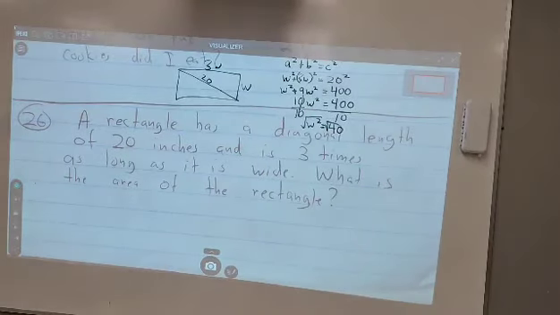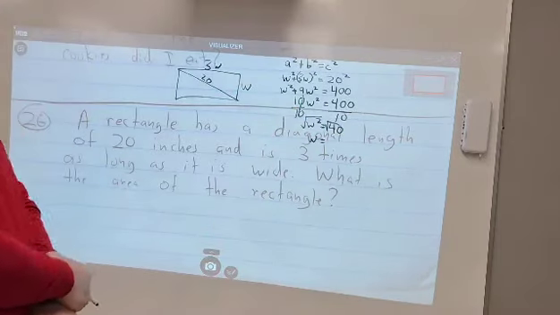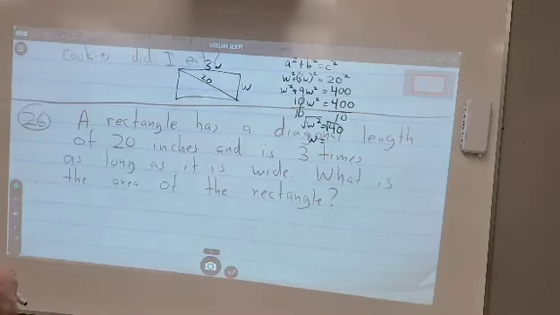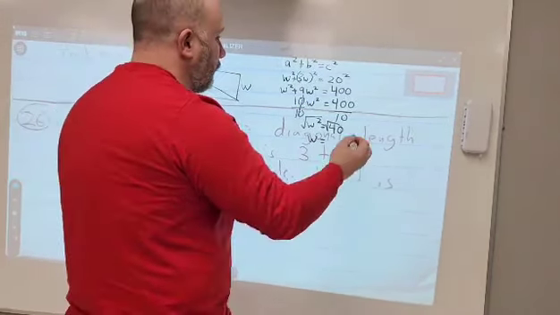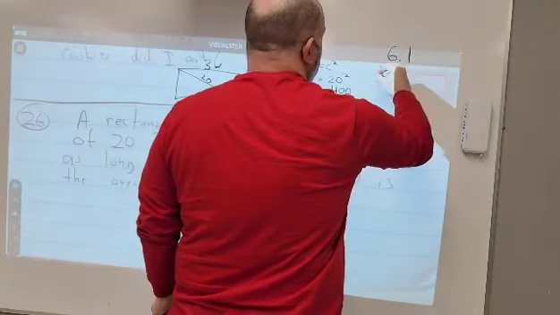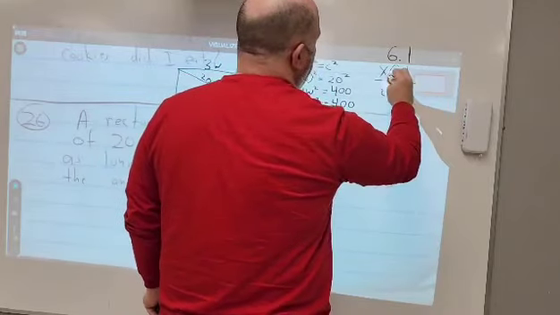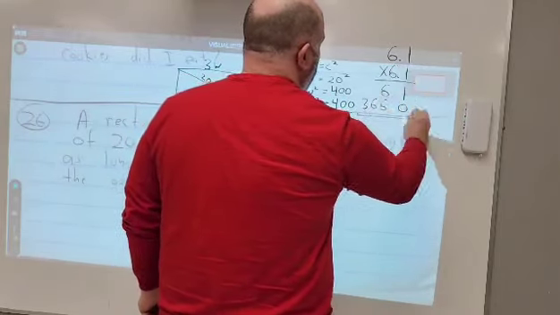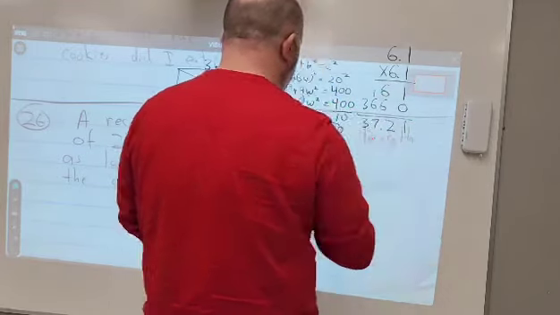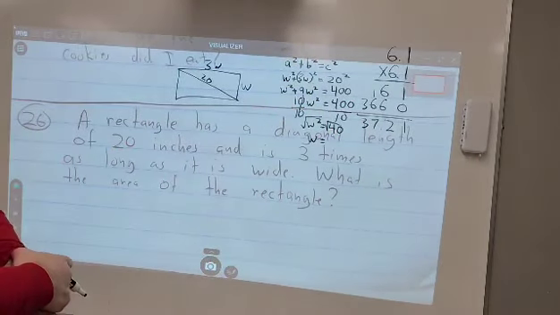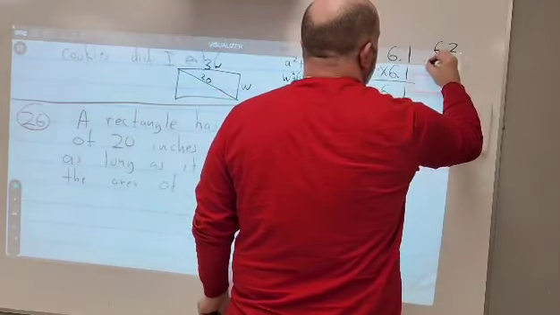Well, it's not a perfect square. So let's see, 6 times 6 would be 36. 7 times 7 is 49, so it's going to be 6 point something. Okay, so let's try 6.1 times 6.1 to see if we're getting anywhere close. That gives 37.21. Okay, so we still have a ways to go. Let's try 6.2 times 6.2.